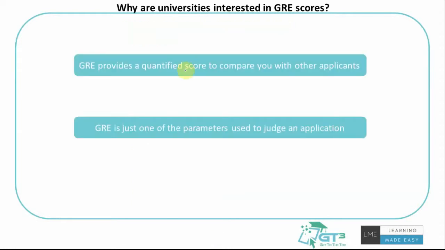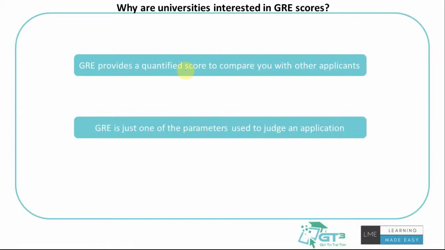So why are universities interested in GRE scores? GRE scores provide a quantified score for them to compare with the other applicants, right? They get a lot of applications, say 1:10, 1:20, the final admission to the number of applicants, much more than that if you look at Harvard and Stanford. So they have to find some ways to sort out the applicants, right? Yes, they look at your SOP, your letters of recommendation, your profile, your past academic performances and stuff like that. But then GRE also has some role to play depending on the university.